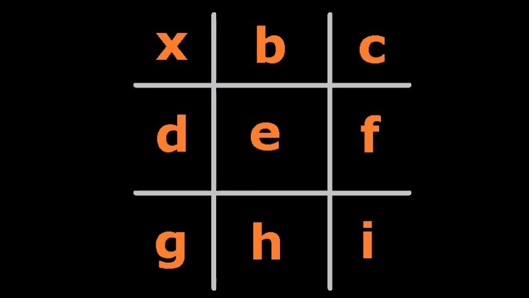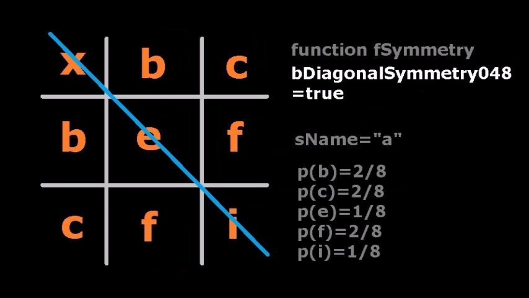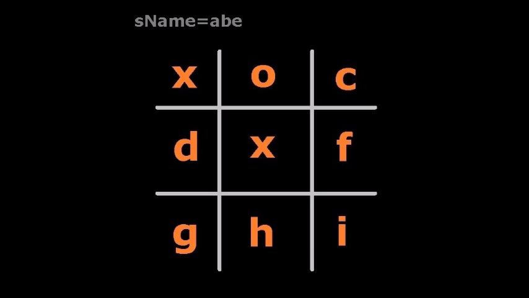Because the negative slope diagonal symmetry ended up being true, again we copy the top right corner values into the bottom left. Now let's assume that the next player moves in position B, and then we will assume that the first player moves in position E.